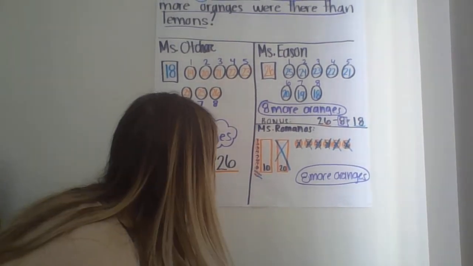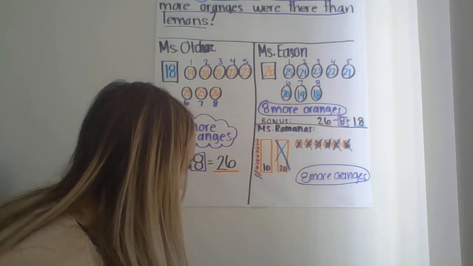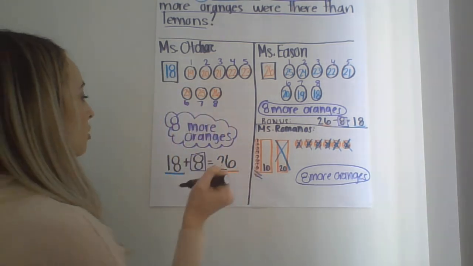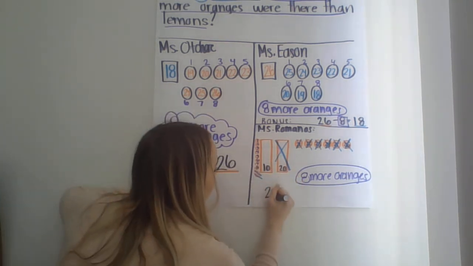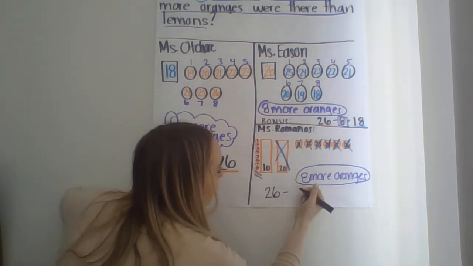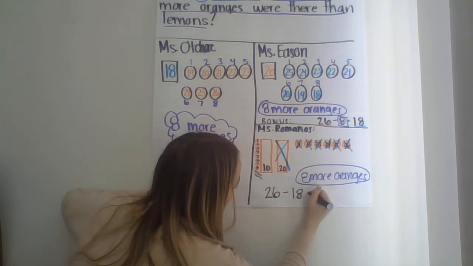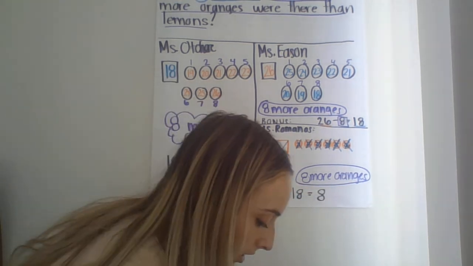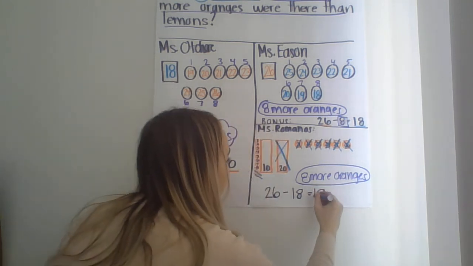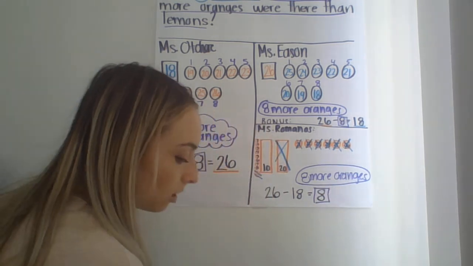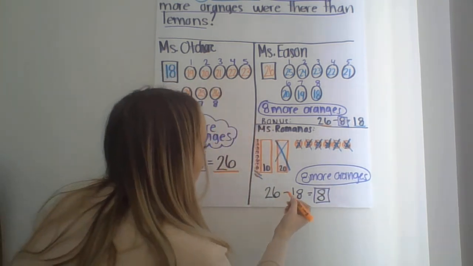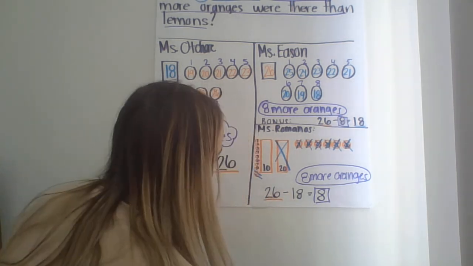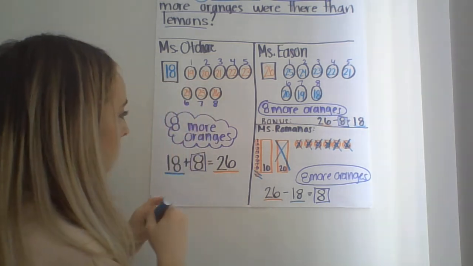All right, and we are going to have a different number sentence for each. So we're going to have 26, that's what we started with. We took away 18, and now we're left with our unknown, which is 8. And we know the unknown always goes in a box. We're going to underline our oranges and the other part we knew, which was our lemons.